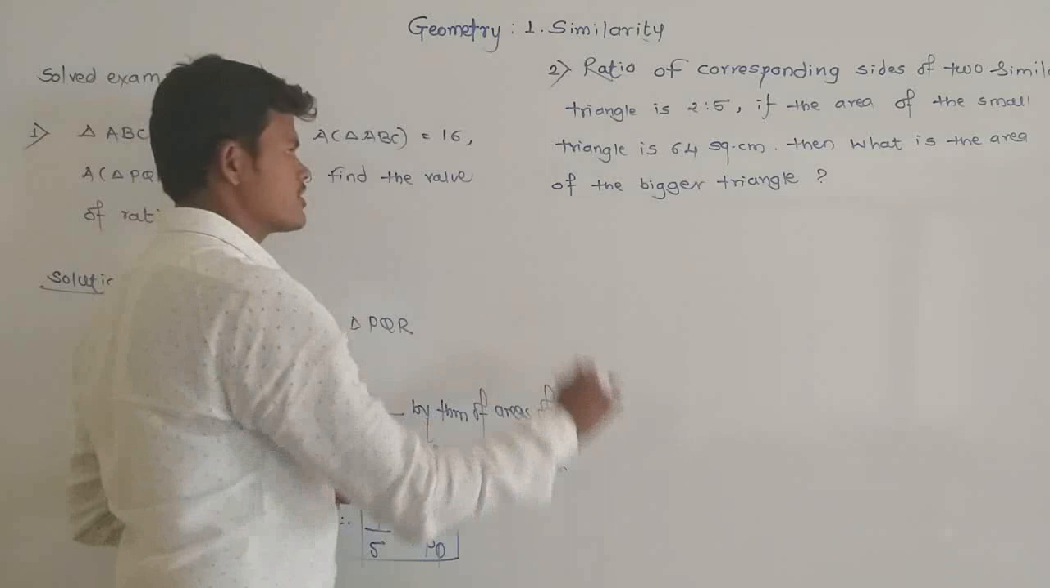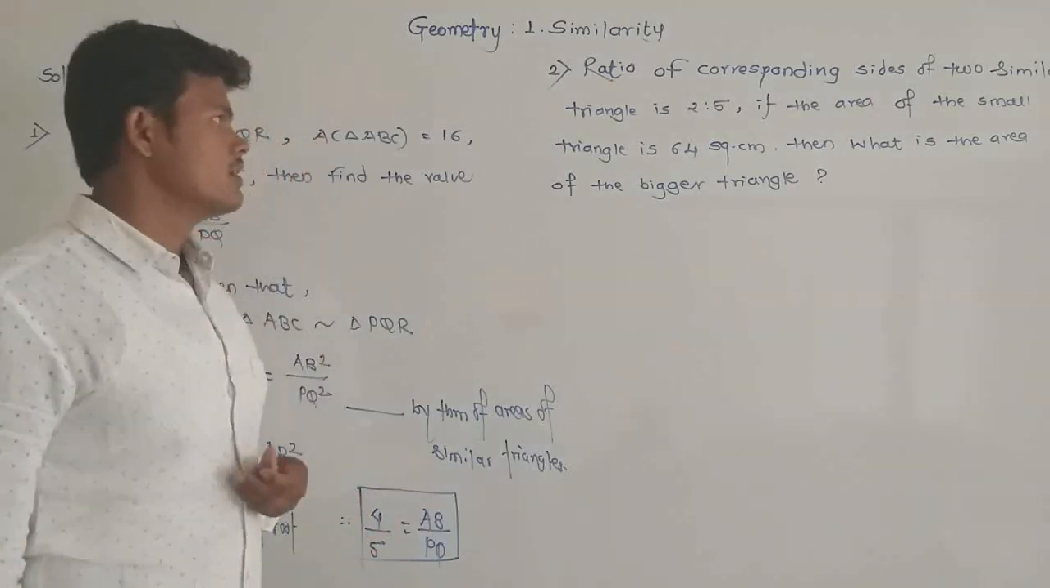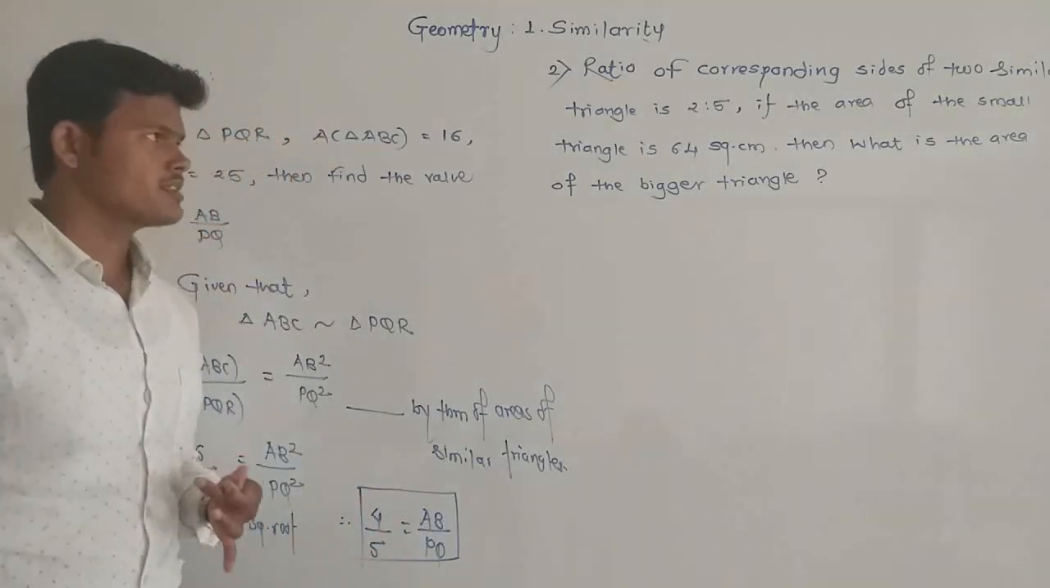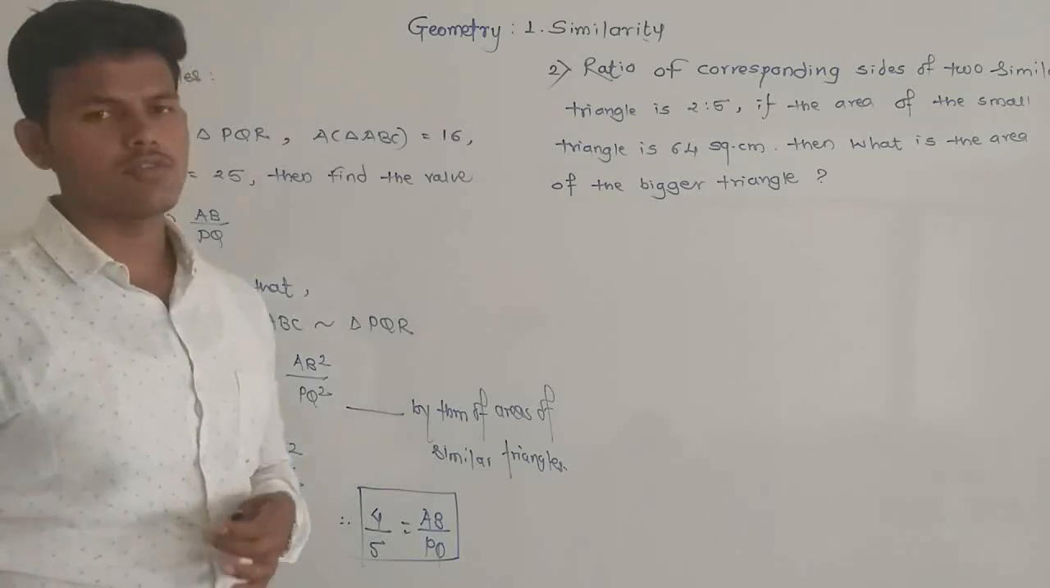Now question number second: the ratio of corresponding sides of two similar triangles is 2:5.